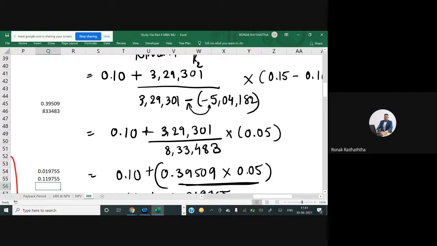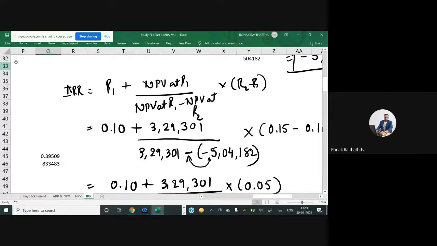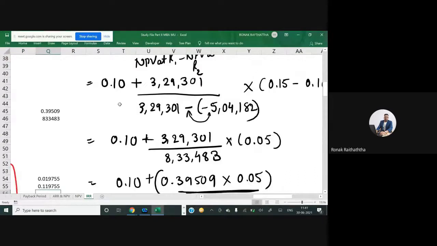Just to maintain uniformity in the class, I want my students to be process driven. Systematically, everyone should be either increasing the rate 2 by 5% or decreasing the rate 2 by 5%, so that our answers will not mismatch a lot. Okay, so that's going to be our IRR. We'll see a few more questions on IRR and other capital budgeting techniques in the next session.